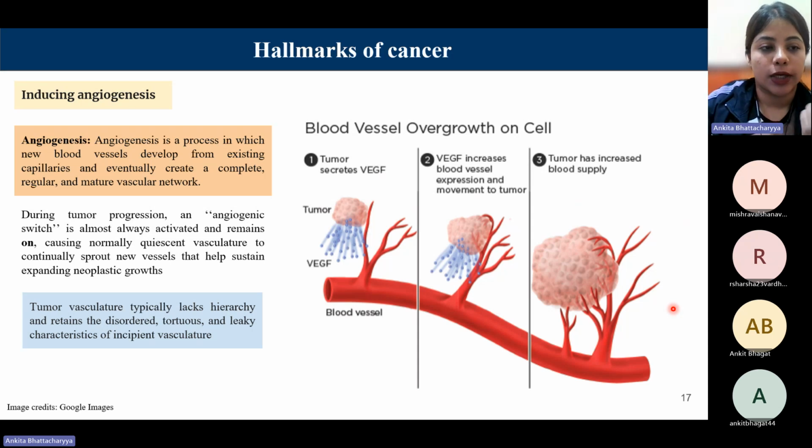So basically, what happens is that there are angiogenic factors, an example being VEGF, which are released or secreted by the tumor, which allows more and more blood vessel formation, or rather overgrowth of blood vessels on the tumor, which has increased blood supply. But what it does is it compromises blood supply in other parts of the body and therefore harms the normal physiological growth of cells.